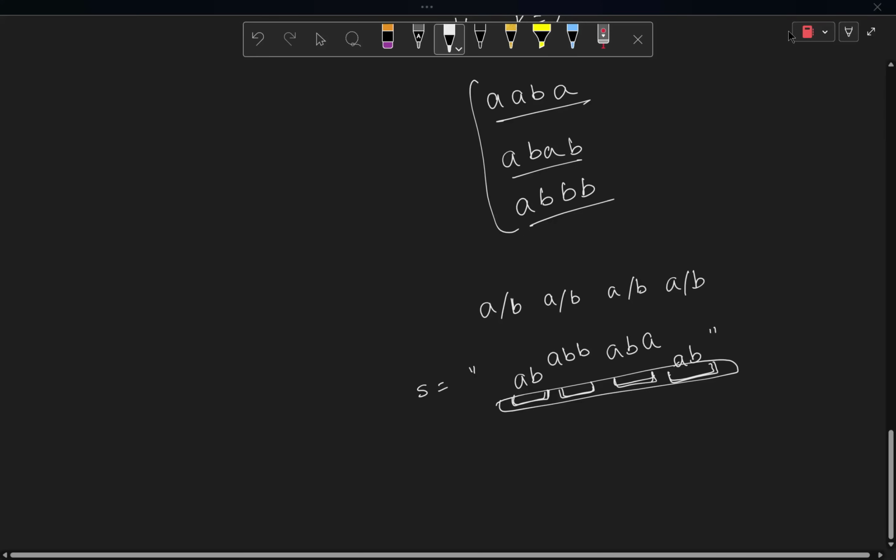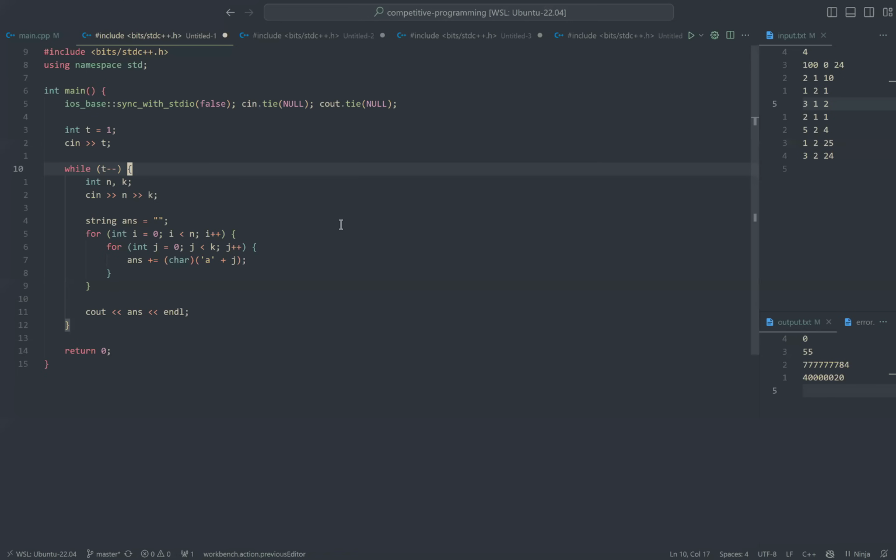Okay, so good enough. We have got how to solve the first problem. Here is my code. For every test case, I'm first of all taking n and k as input. After that, I'm saying go on n number of times, and every time just add the first k English alphabets to your string, which I have named answer for now, and then I'm printing answer.